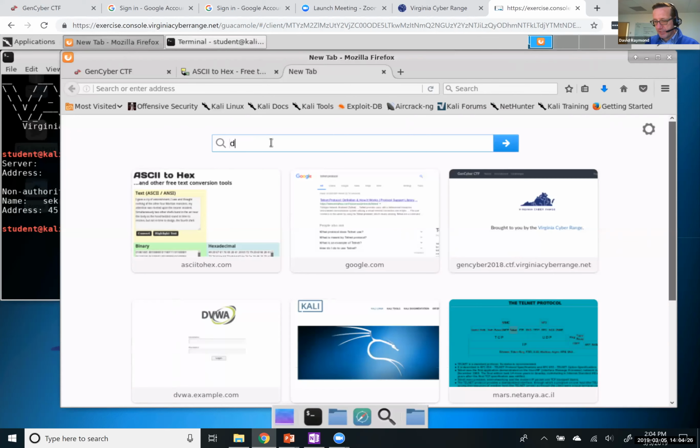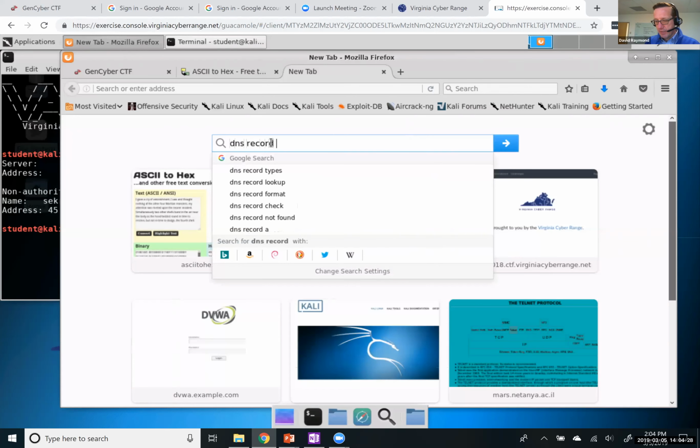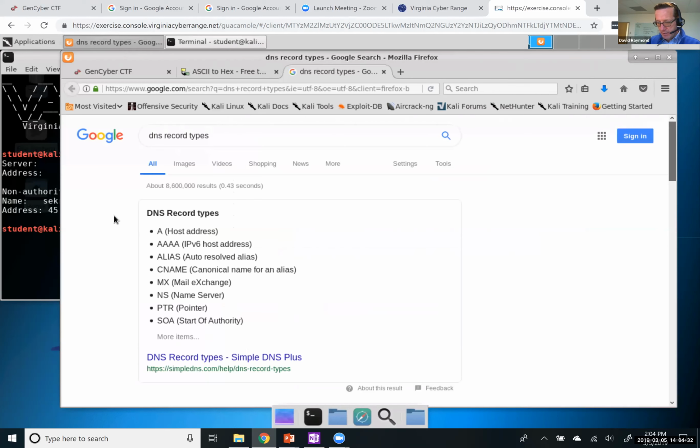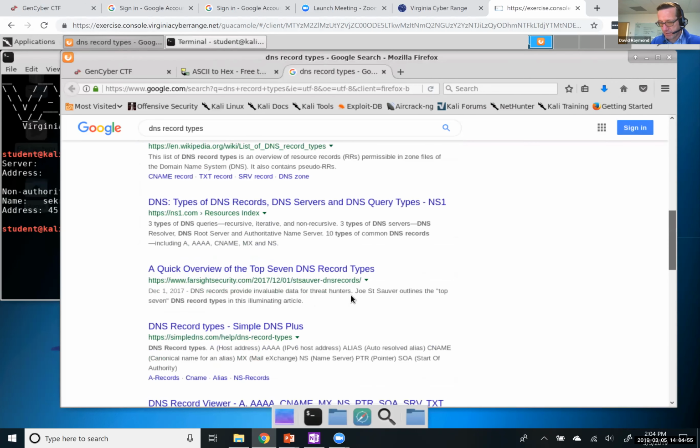But there are other kinds of DNS records. So maybe I Google DNS record types to get a sense of where I might hide data in a DNS record. There are A records, quad A records for IPv6, aliases, CNAMEs, canonical names for an alias, an MX record that tells you where your mail server is, a name server record that tells you where your DNS server is, pointer records that point to other records, start of authority records, all kinds of crazy stuff going on in here.